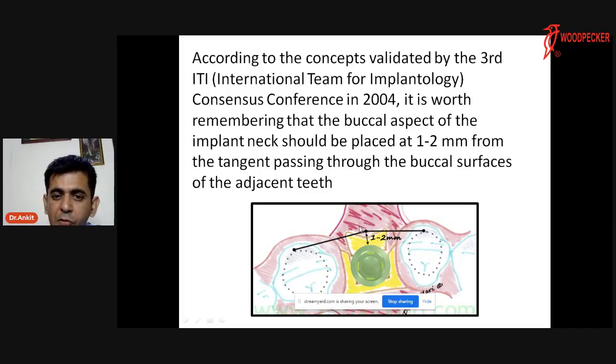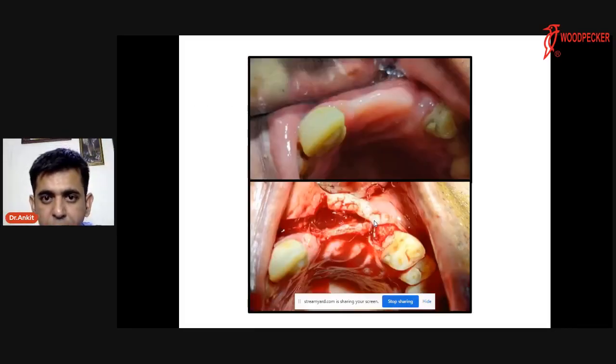If we draw a line from the buccal surface of the adjacent teeth, wherever they meet, our implant should be around 1 to 2 mm from the tangent line. This is the dimension. This is the protocol which they have derived, and they have come to a consensus that it should be done on a regular basis, right?